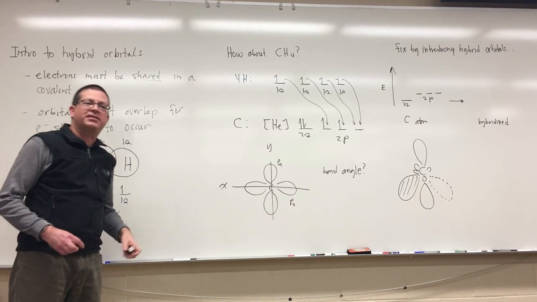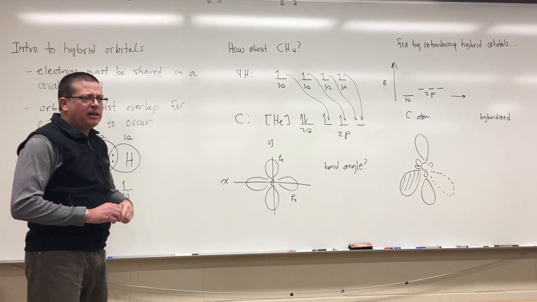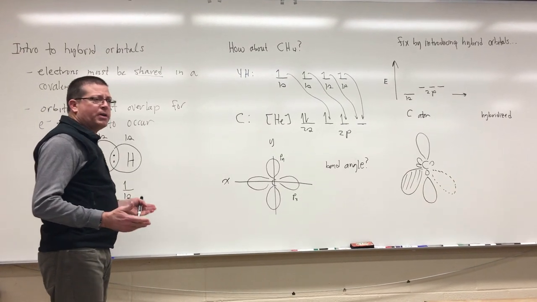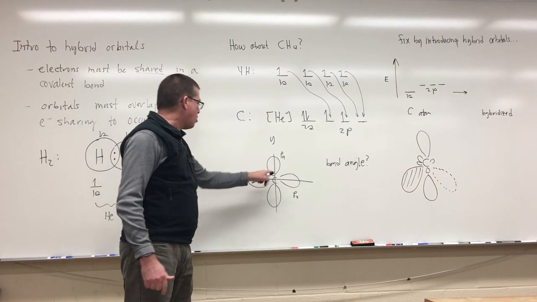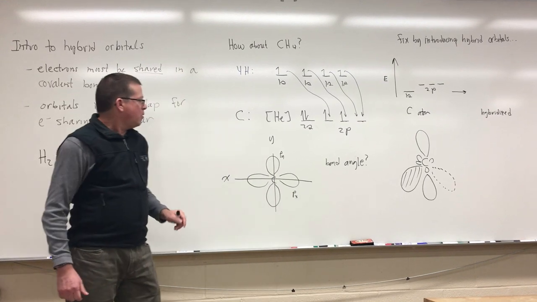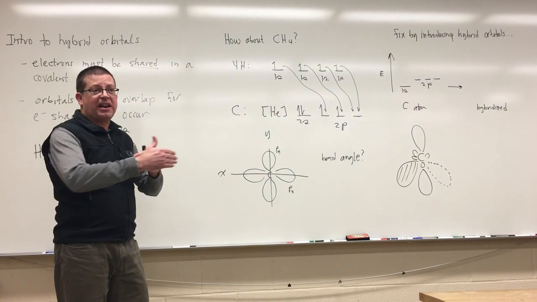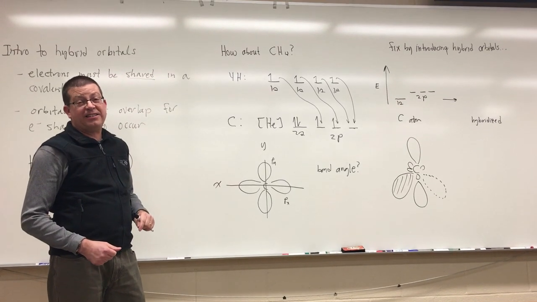The problem with this setup is that we have a problem with regard to bond angle. So if we remember how p orbitals look, so I'm focusing on the carbon p orbitals here, remember that we have orbitals that look like dumbbells that extend out along the X, Y, and Z axes.